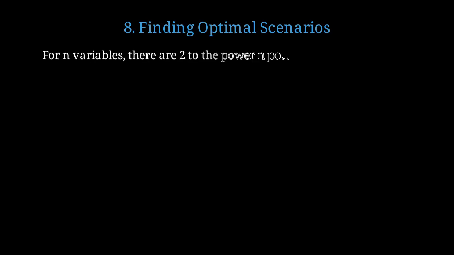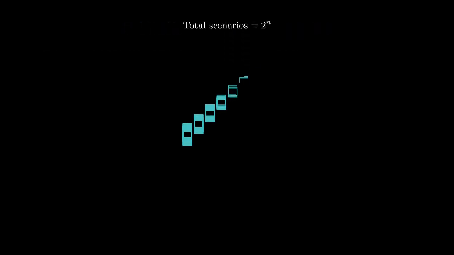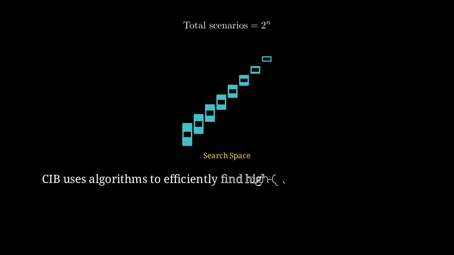In practice, we search through many scenarios to find the most consistent ones. With n variables, there are 2 to the power n total possible scenarios, which grows exponentially. For 10 variables, that's over 1,000 scenarios. For 20 variables, over 1 million. This visualization shows the exponentially growing search space as we add more variables to our system. CIB uses optimization algorithms to efficiently search this space and identify scenarios with highest consistency scores.